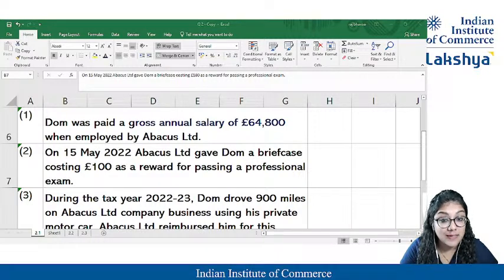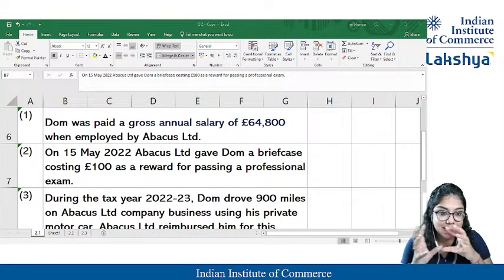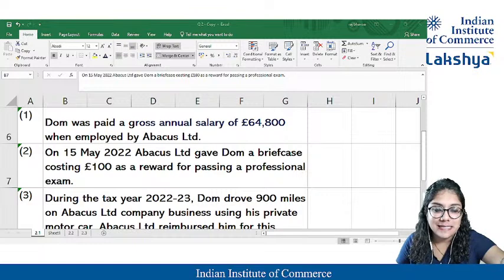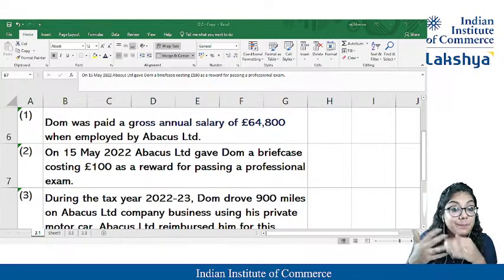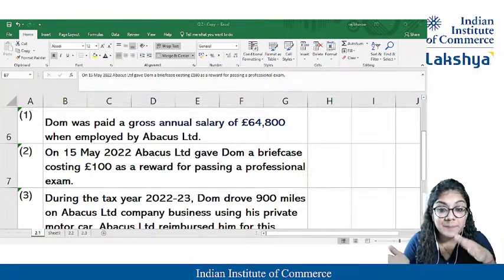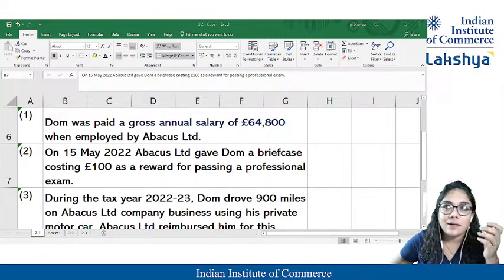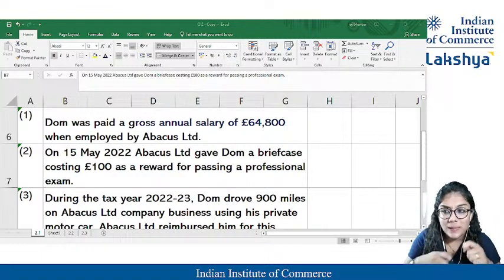which is costing £100, as a reward for the professional examination. Maybe he would have cleared ACCA and the company was very happy and gave him a gift of a briefcase. If you remember, students, we know about trivial benefits, T-R-I-V-I-A-L. If an employee is getting any small gift which is lesser than £50, what do we have to do?